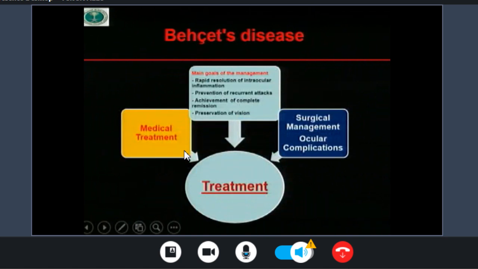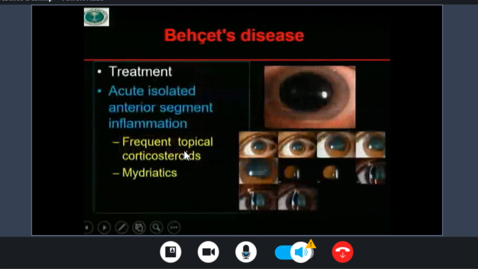The treatment goals for patients with Behçet disease usually focus on rapid resolution of intraocular inflammation, prevention of recurrent attacks, achievement of complete remission, and preservation of vision. The treatment is either medical or surgical in advanced cases with complications of cataract, glaucoma, or retinal detachment. And the treatment actually could be divided.